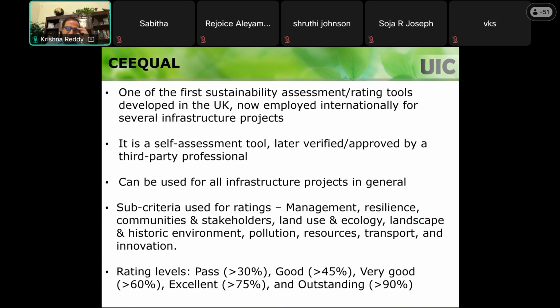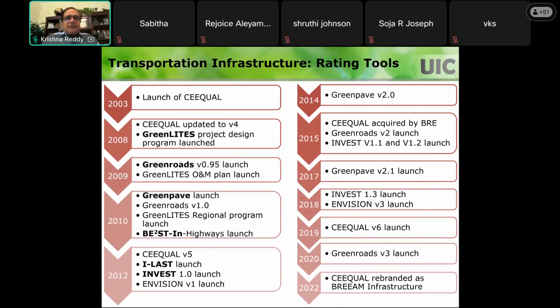But another popular rating tool is SQL. This was first developed in the UK, and it has gone through several revisions. But in terms of just looking at the transportation infrastructure, there are some specific rating tools. So Envision is very broad. It can be applied to any infrastructure. SQL also is very broad. It can be applied to any infrastructure.